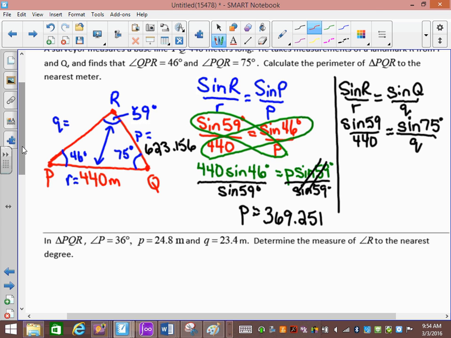So we're going to get Q sine 59 degrees equals 440 sine 75. Divide by sine 59. And Q equals 495.828.